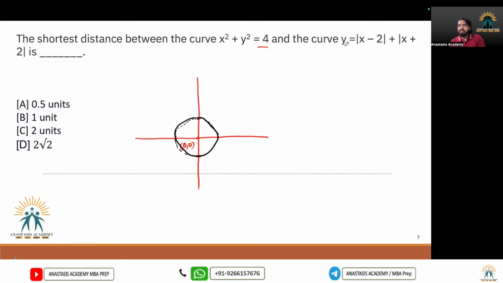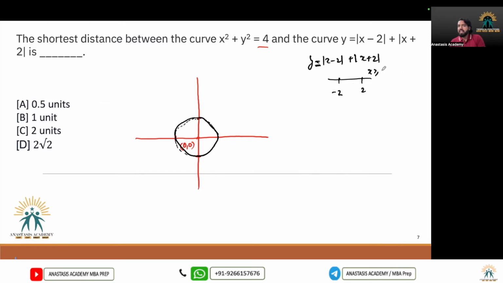Now, the curve y is equal to mod x minus 2 plus mod x plus 2. Okay, so the graph for this expression would be, there are three regions, right? One region is x greater than or equal to 2, one region is x greater than or equal to minus 2, or less than or equal to minus 2, correct? So these are three regions.